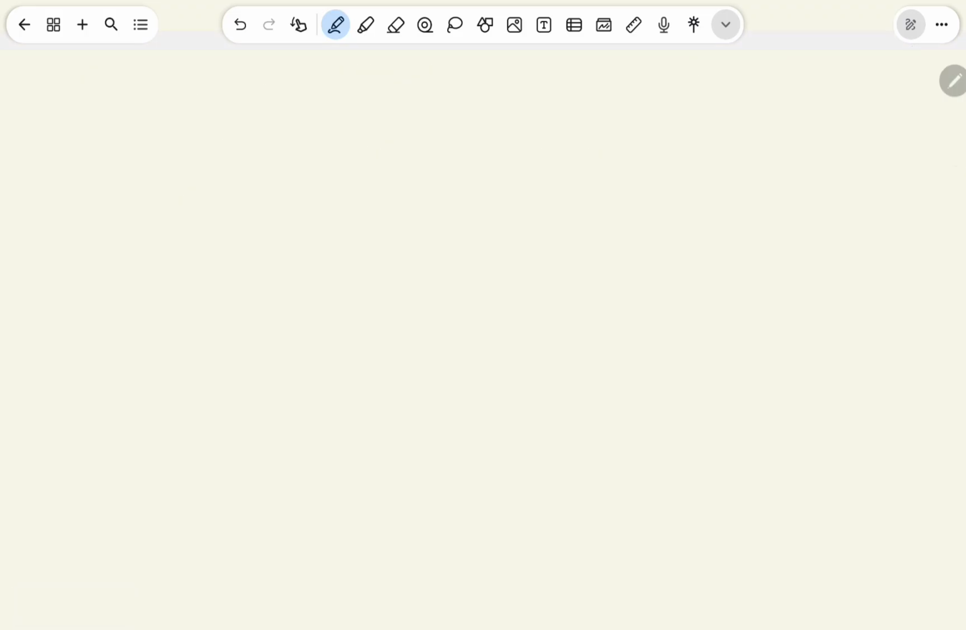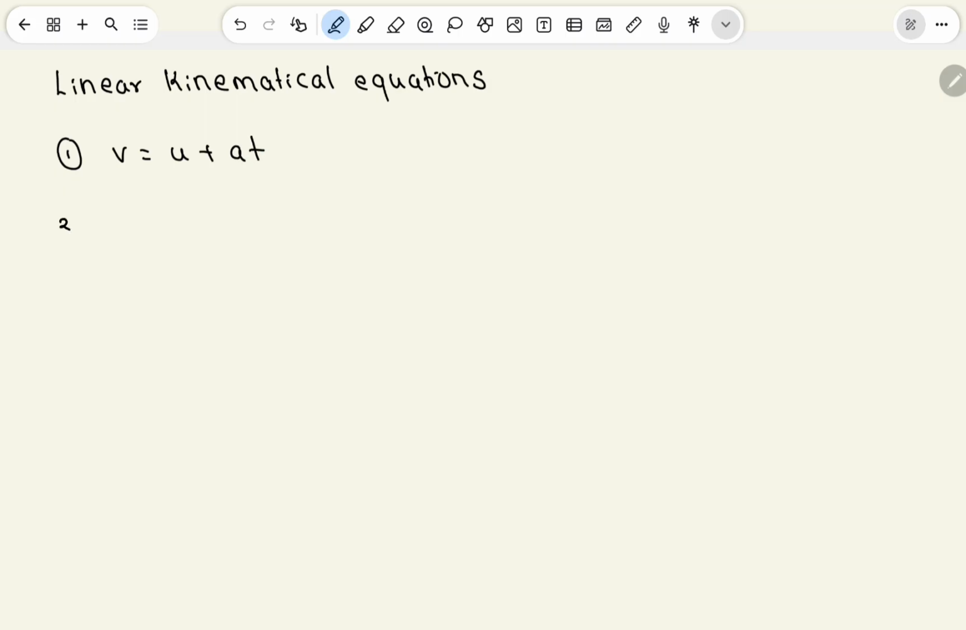Okay, now the next topic that we are going to see is the relation between linear kinematical equations and rotational kinematical equations. So first, let's write down linear kinematical equations. Now, we have three kinematical equations. The first is V is equal to U plus AT. Second, S is equal to UT plus half AT square.